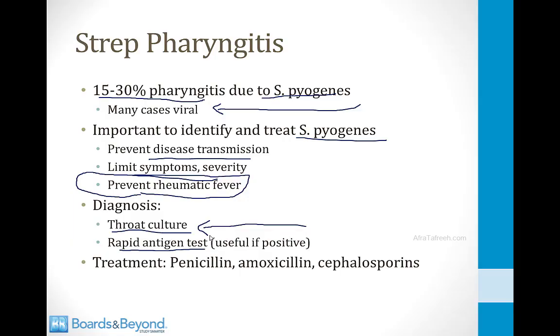And one thing to always remember about strep pharyngitis is it's one of the few infections that can still be treated with penicillin. Strep pyogenes is generally penicillin sensitive. Now, a lot of pediatricians like to use amoxicillin, and that's because it tastes better in liquid form, so children will take it. And then you can also use a cephalosporin. But always remember, especially for your boards, that penicillin is an acceptable treatment for strep pyogenes, strep throat.